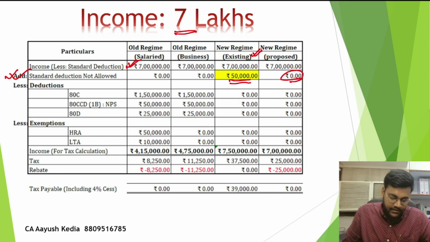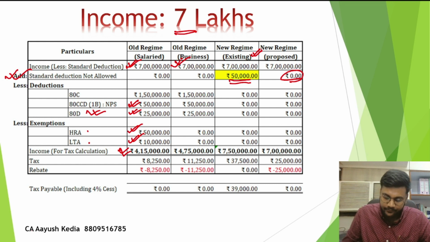The standard deduction is allowed only on salary. The business income is considered 7 lakh rupees only. Now we'll deduct the deductions which are available to us. Under 80C, we are allowed 1,50,000 rupees for investments in LIC and other Sukanya Samriddhi schemes. Under 80CCD, the NPS is allowed up to 50,000 rupees. Under 80D, which is the health insurance policy and preventive health checkup, 25,000 rupees we are considering here. In the exemption part, we are calculating the HRA and LTA, and that is supposed to be 50,000 and 10,000 here for this example. And we arrive at the total income for taxation purpose, which is 4,15,000 for salary, 4,75,000 for business.